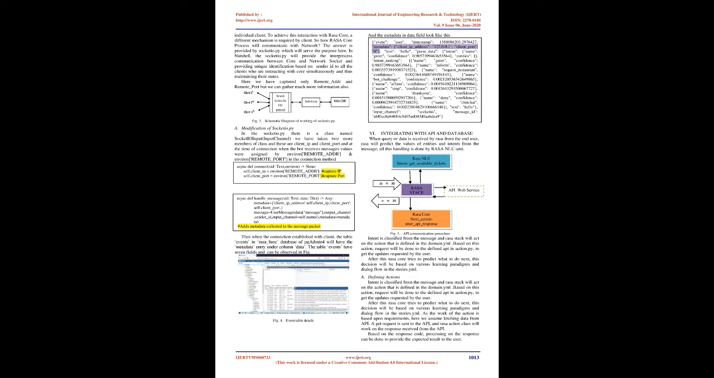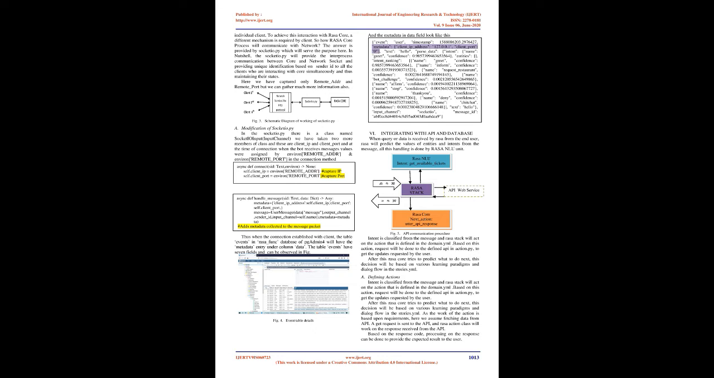So how will a Rasa Core process communicate with the network? The answer is provided by socketio.py, which will serve the purpose here. In a nutshell, socketio.py will provide inter-process communication between core and network socket, and provide unique identification based on sender ID to all the clients who are interacting with core simultaneously, and thus maintain their states. Here we have captured only remote_address and remote_port, but we can gather much more information also. Fig 3.